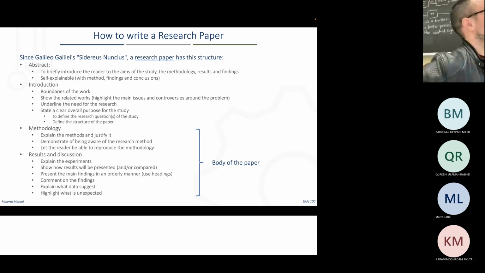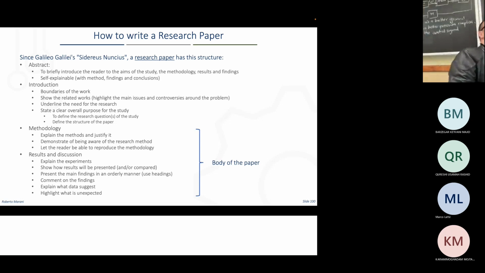Results and discussion, where you should always comment on your findings, explain what data suggests, and highlight what is unexpected. These are the points.